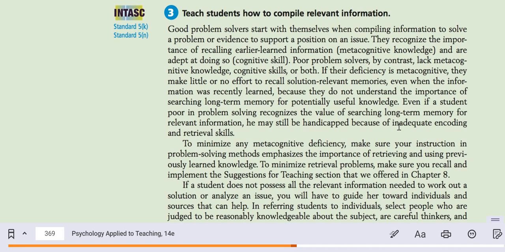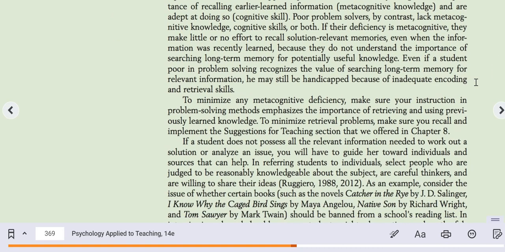Even if a student poor in problem-solving recognizes the value of searching long-term memory for relevant information, he may still be handicapped because of inadequate encoding and retrieval skills. To minimize any metacognitive deficiency, make sure your instruction in problem-solving methods emphasizes the importance of retrieving and using previously learned knowledge. To minimize retrieval problems, make sure you recall and implement the suggestions for teaching section that we offered in Chapter 8.